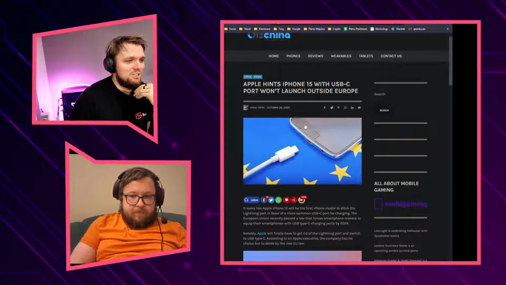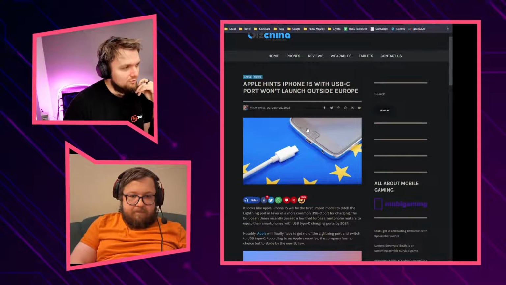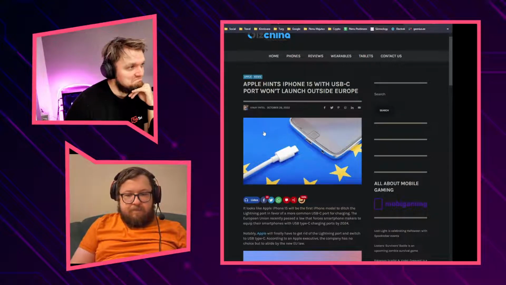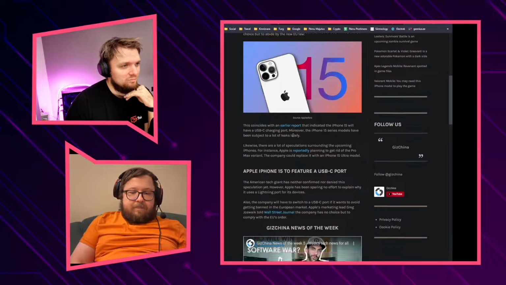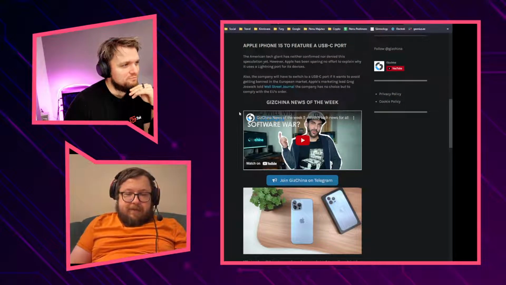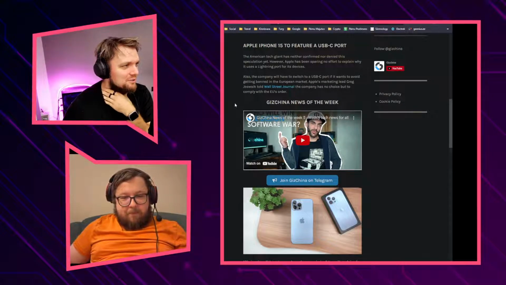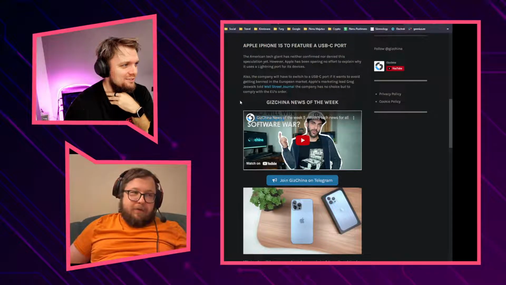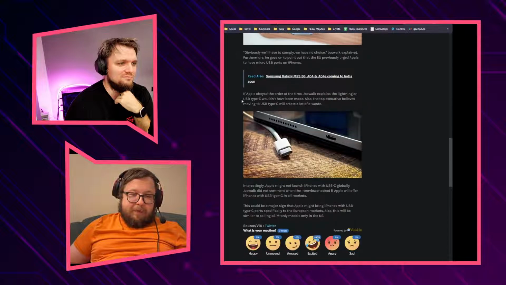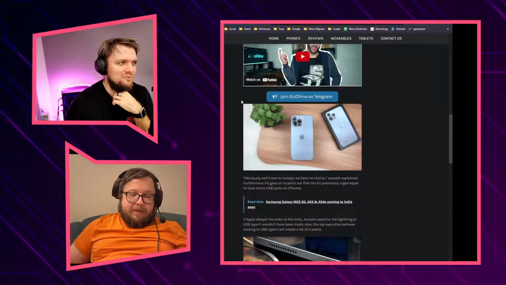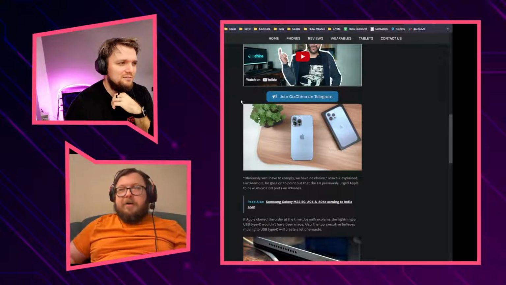So basically, who knows if they are going to only do EU or maybe some other countries? That sounds like a mess if they do it like this. Well, they're already doing the mess. Maybe they will make the next model USB-C in Europe and Lightning everywhere else. Maybe iPhone 16 will be USB-C for all. Yeah, for all. That would be so great!